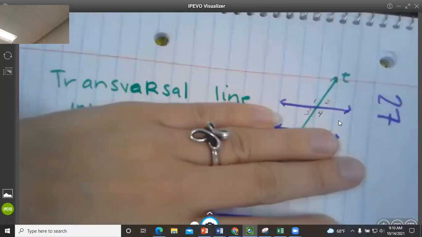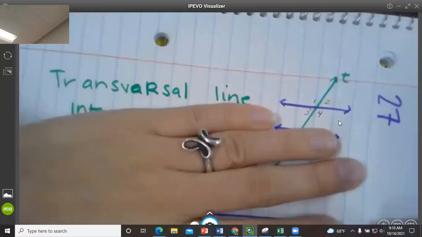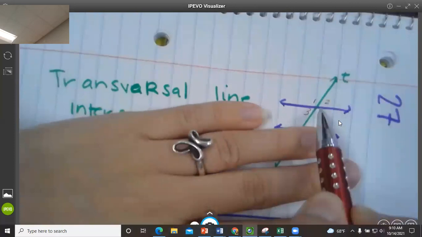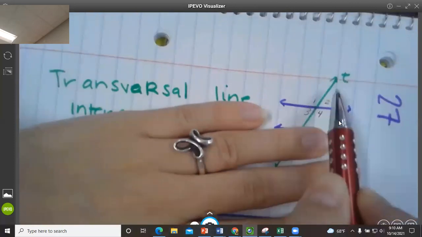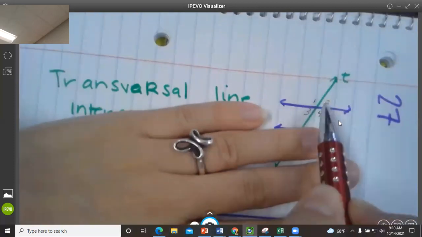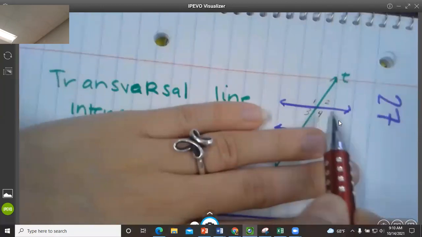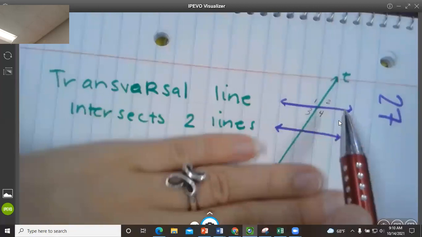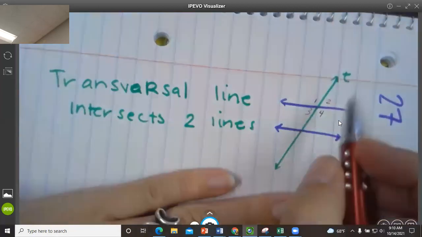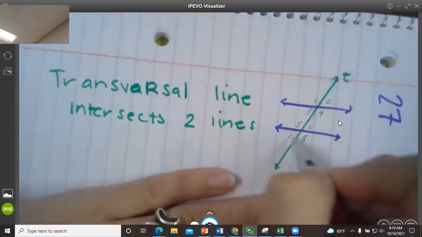We're on page 27. You can get a scratch paper since you don't have your journal. So far we've only done this, okay? We've only had 2 lines intersect and then we had 4 angles. Today's warm-up you had like 6 or something. But now we're going to have more angles here. So now we're going to have 8.